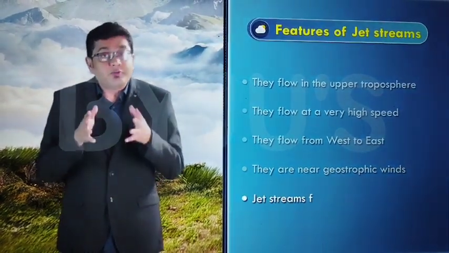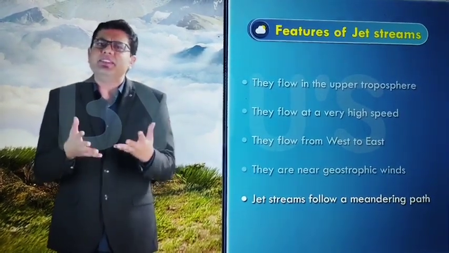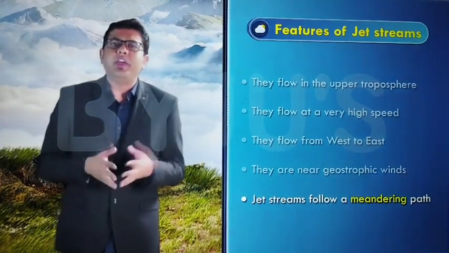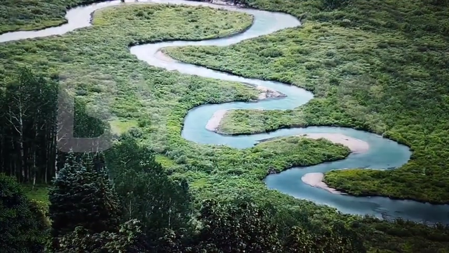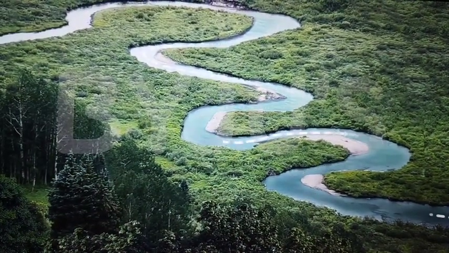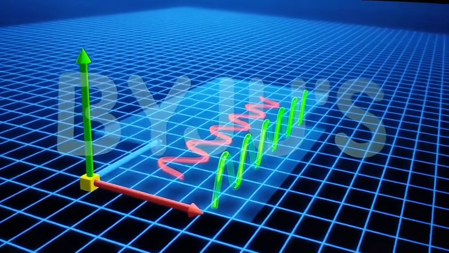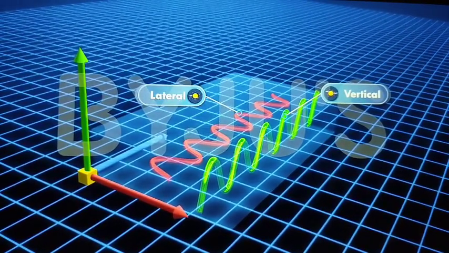Jet streams follow a meandering path. So what do we mean by this term meandering? I'm sure you must be aware of the meanders that are formed when rivers flow in the plains, or the shape which is formed when a snake moves. Well, just like them, a jet stream meanders as well. So they meander in two ways, vertically and laterally.